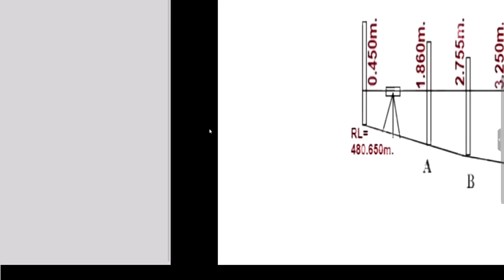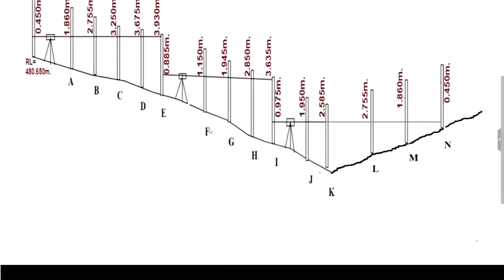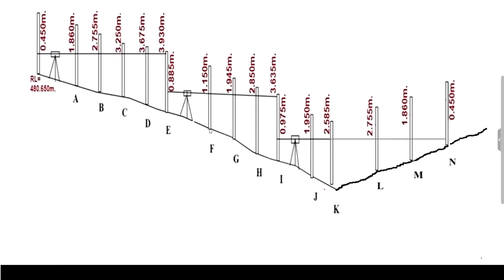Now we will do a small numerical to see how to calculate the reduced level of a ground level using the height of the instrument as well as the rise and fall method. You could see the profile here. The leveling staff used here is actually 4 meters high.